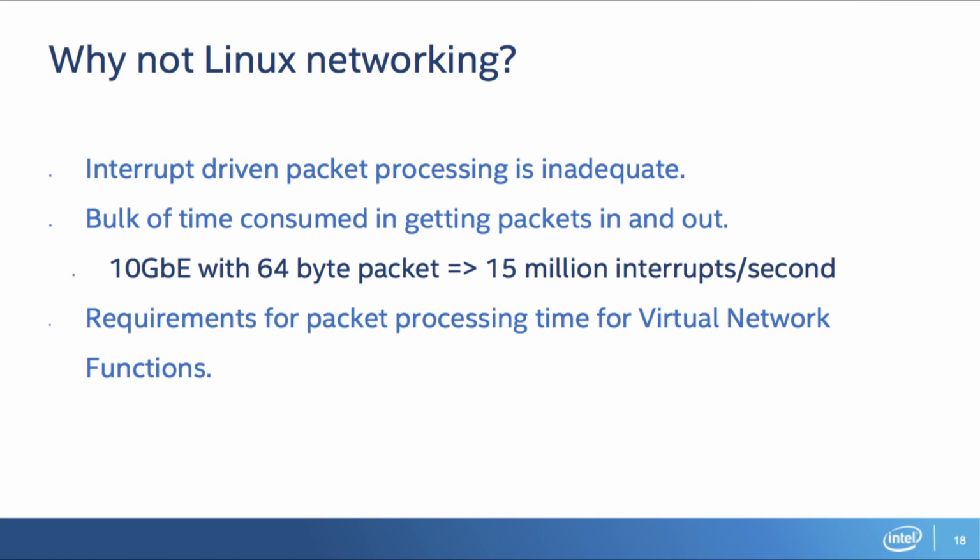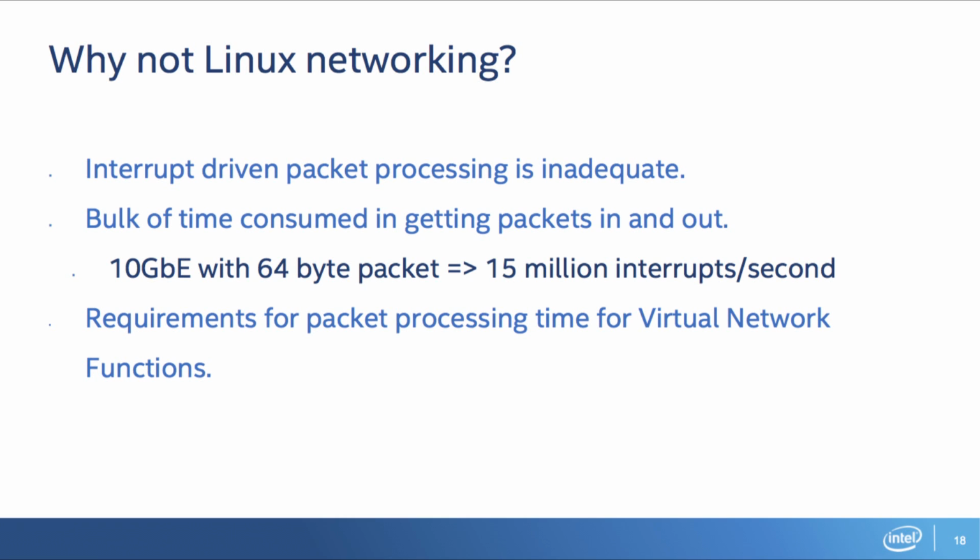With the traditional networking model, when a packet is received, an interrupt is asserted. That interrupt is then serviced by the CPU. The CPU stops doing what it's doing and then goes and services that interrupt. And eventually, after a series of operations, data is finally copied from kernel space to user space. But with the evolution of Ethernet cards and as the line rate of the Ethernet cards has increased, this interrupt-driven packet processing has proved to be inadequate. This is because a bulk of the time is consumed in getting packets in and out.